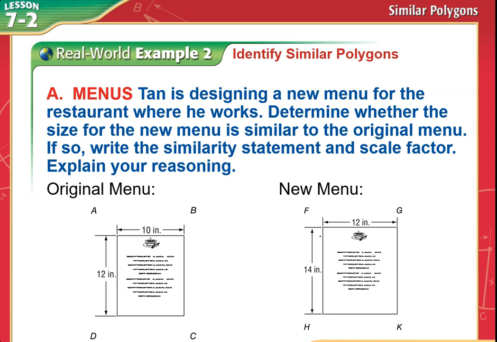Tan is designing a new menu for the restaurant where he works. Determine whether the size for the new menu is similar to the original menu. If so, write the similarity statement and scale factor. Well, we're going to have the 10 compared to the 12, and then we're going to compare that with the 12 compared to the 14. And they are not similar. We can tell that because their cross products are different. One gives me a 140 and one gives me a 144.